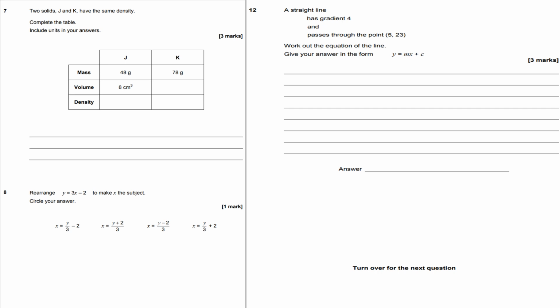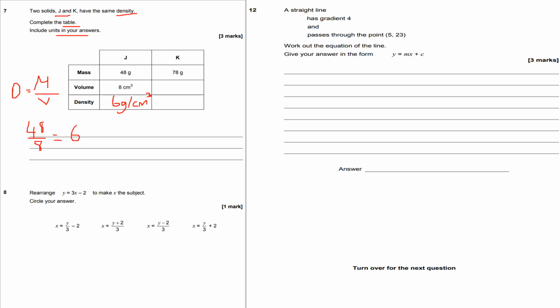Question number 7 actually, so back to the AQA questions. Two solids J and K have the same density. Complete the table, include your units in your answers. So remember, guys, the formula for density is mass divided by volume, so mass over volume. So it's 48 divided by 8, which will be 6. So it's 6 grams per cubic centimetre. Again, use your calculator if you're not sure. It is a calculator paper, remember.